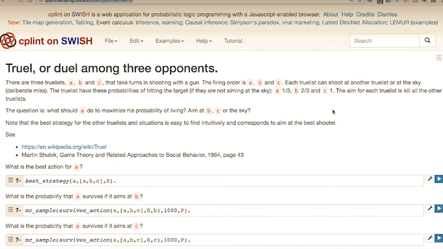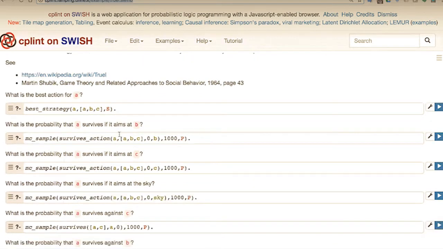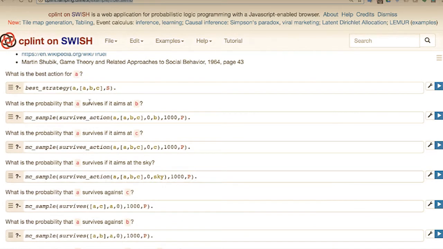Actually, you can answer this question by writing a program and having the program compute the probability of surviving when performing each of the three actions. For example, you can ask what is the best strategy for A with the predicate best_strategy, which returns in S one of a_b, a_c, or sky. You could also ask what is the probability that A survives if it aims at B, if it aims at C, and if it aims at the sky.